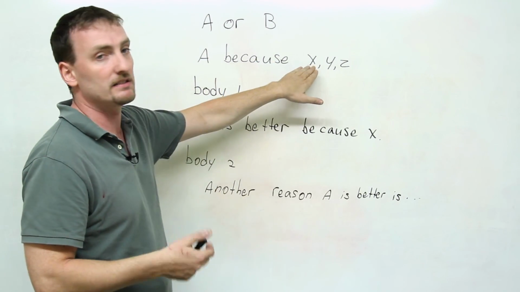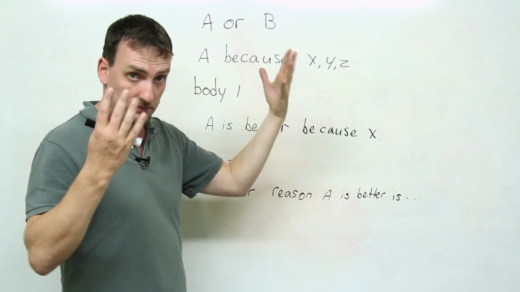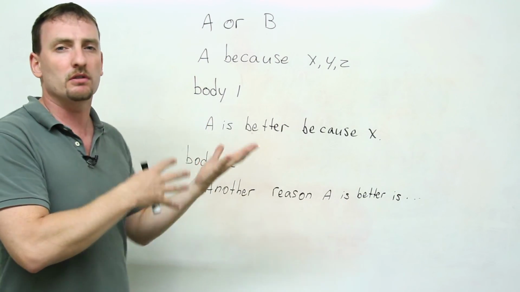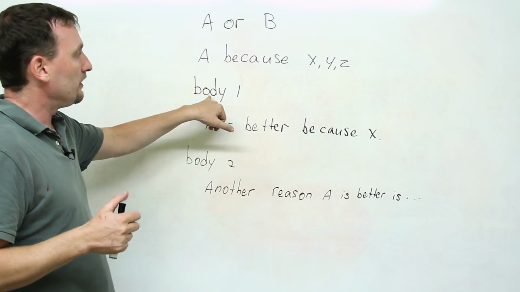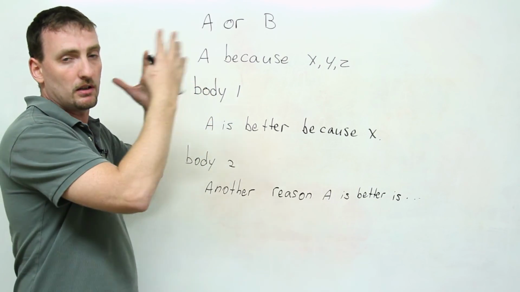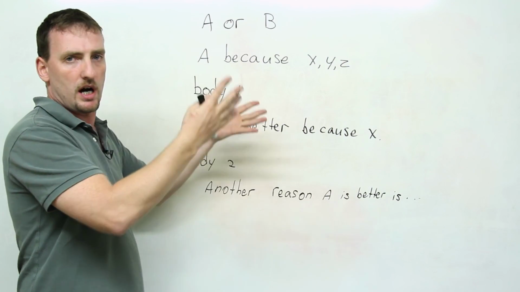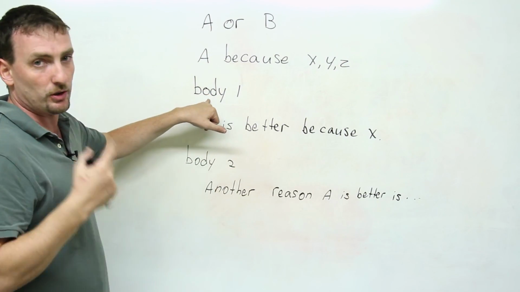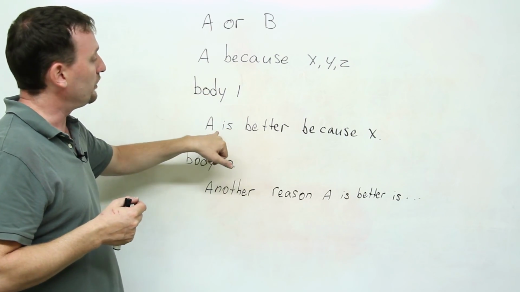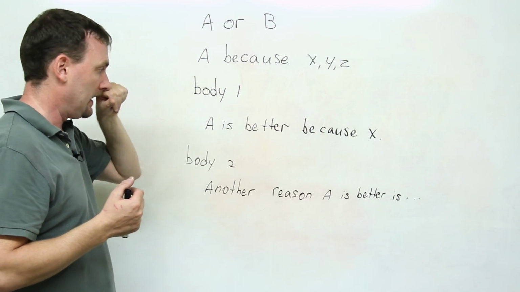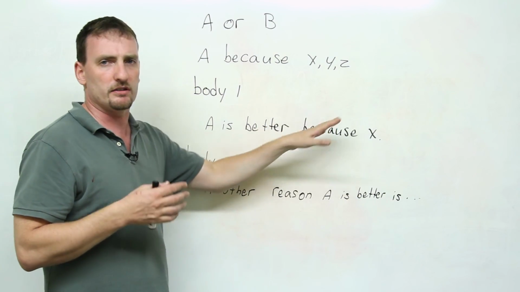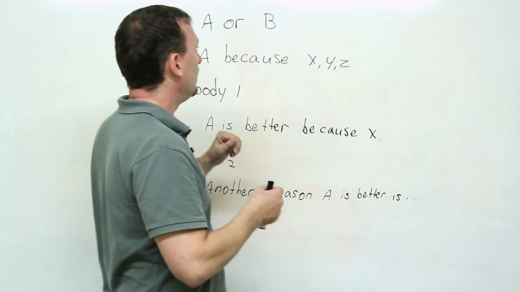You have reasons X, Y, Z. For example, you could have fewer, you could have more. Not important right now. You're going to write your introduction, telling me your opinion, telling me why you think so. You're going to start your body paragraph. You're going to give me the first reason you chose A. A is better because of reason X.